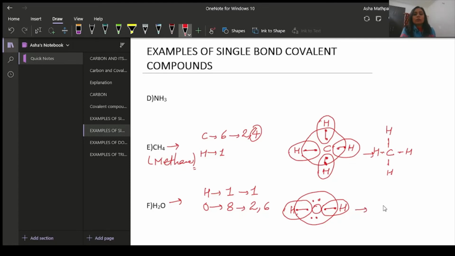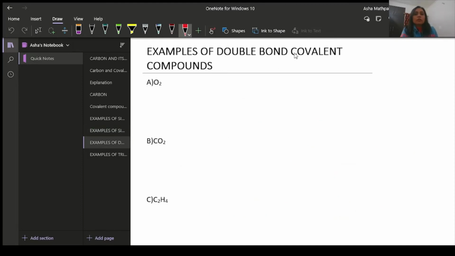Okay, so here also we are seeing that a single pair of electrons is shared among the atoms. Okay, so I hope that single bond covalent compound formation you have now understood clearly. Now let us go to the double covalent bond compounds. Remember here in this case you will have to show that 2 pairs of electrons are getting shared.